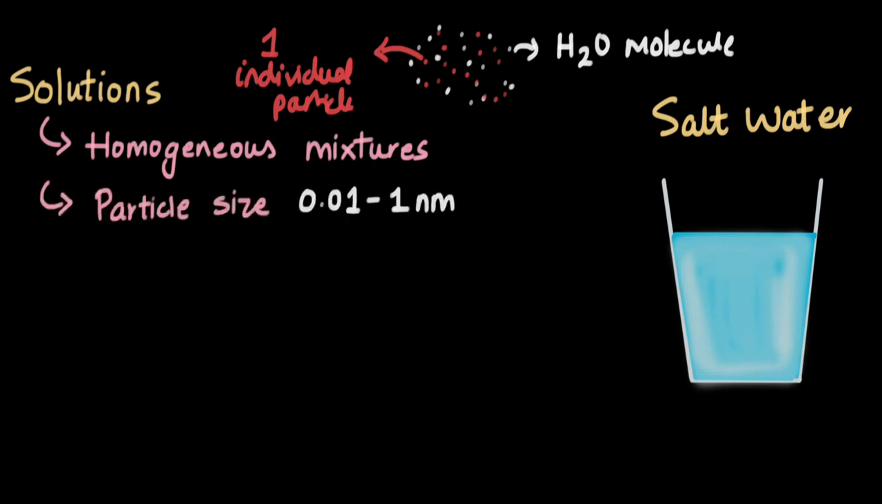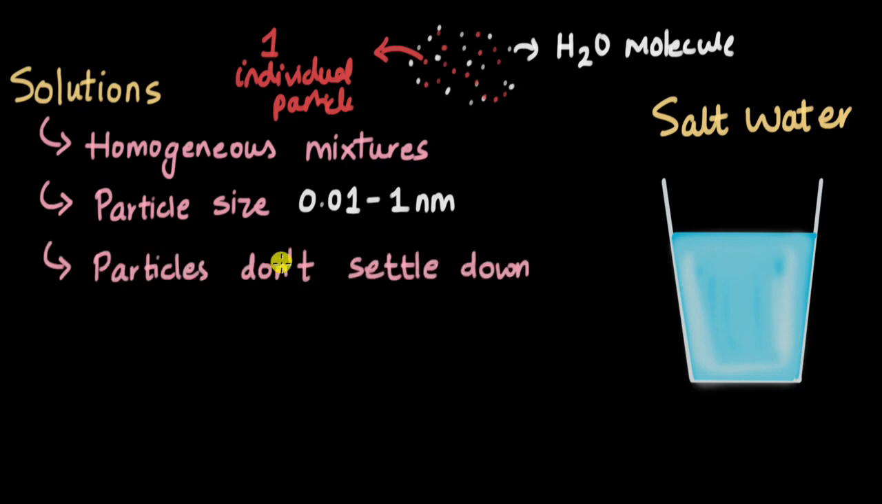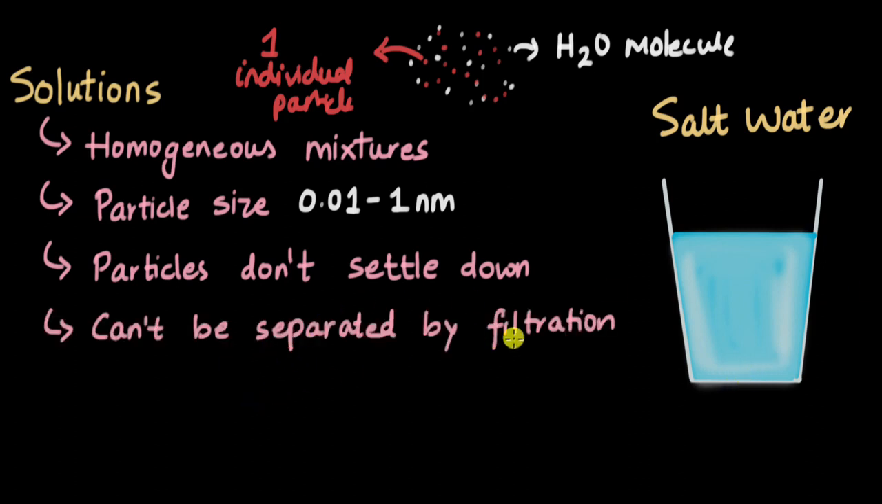The other is that the particle size, in this case the particles that are dissolved, is extremely small. So this one individual particle is of the order of 0.01 to 1 nanometers. Now, the third characteristic is that particles don't settle down. If you have a salt water solution and you let it be for some time, you will not see salt settling down near the bottom of the beaker, which means that you cannot really separate salt from water by filtration. If it is not settling down, then how can you separate these two from each other? So it can't be separated by filtration.